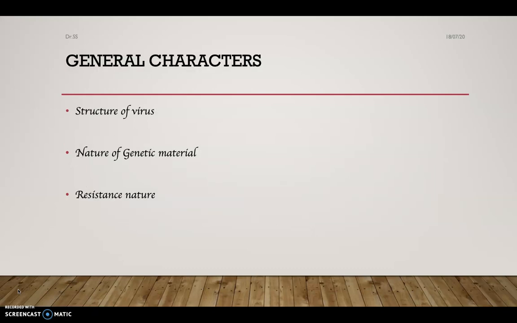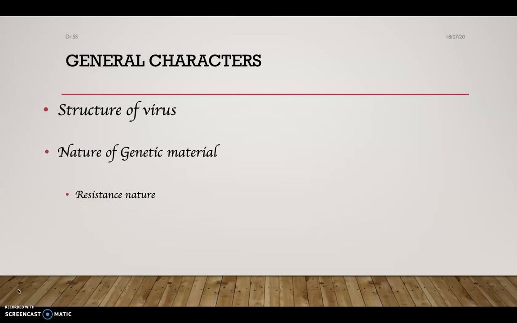And general characteristics come under the first one, structure of the virus. There are many different types of viruses: simple or complex, enveloped or non-enveloped. Each virus possesses some specific characters, so we will study this under the general characters.